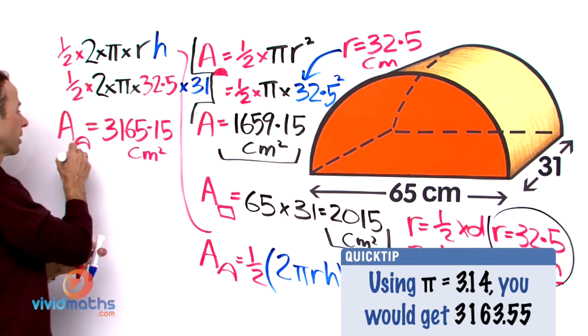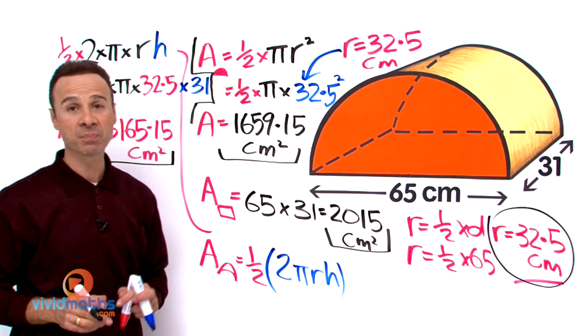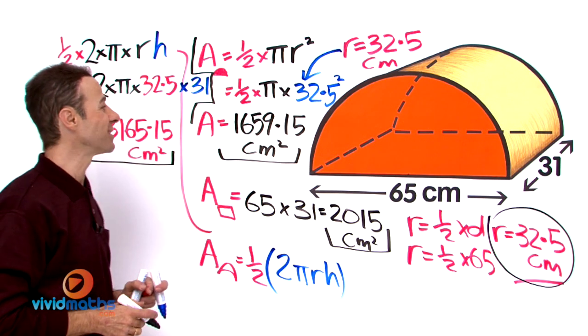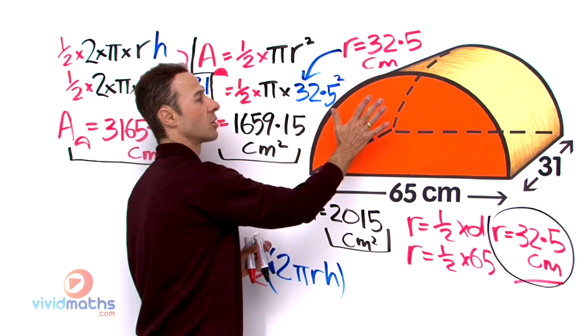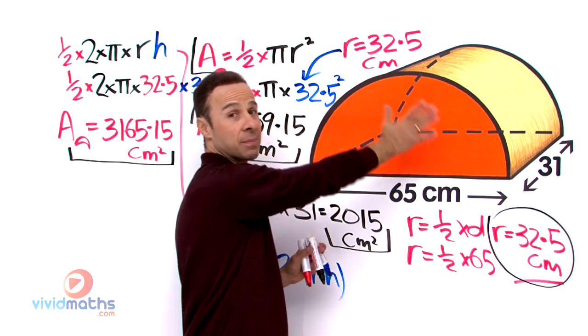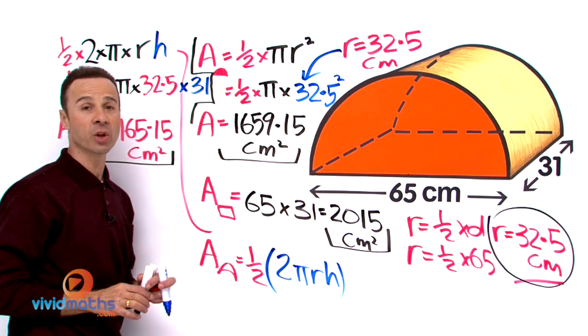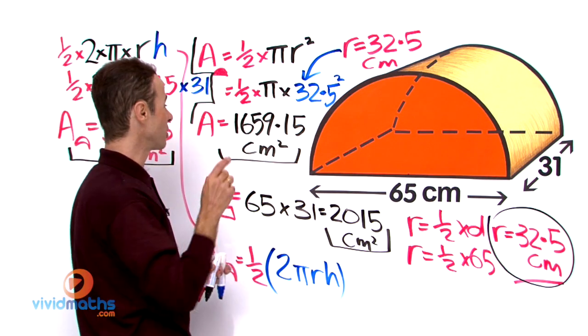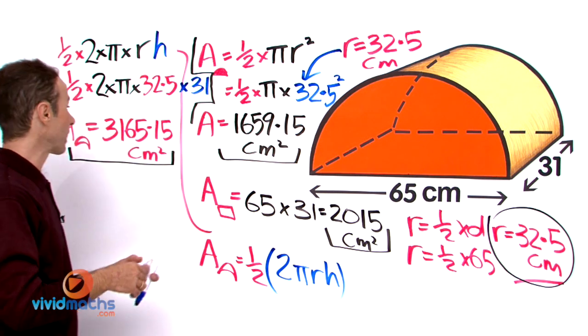Okay, that's that area. Now we need to add everything up, but before we add all those surfaces up, we need to multiply the area for this orange bit over here by 2, because there's another semicircle on the other side. So remember we got 165915? We multiply that by 2. We write it up twice. That's going to make it a lot easier.